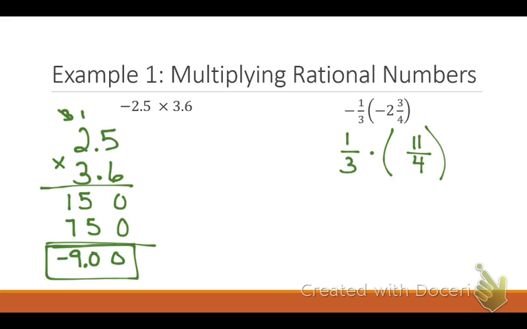Now just multiply the numbers, okay? So is there anything we always want to check, and we're going to see this later in the lesson, is there anything that I could cross-reduce between the 1 and the 4 and the 11 and the 3? Any factors that we could reduce those numbers by? No, there's not. So I'm just going to multiply to get 11/12. All right? So we always want to check to see if we can cross-reduce. And just as a reminder, is my answer positive or negative?